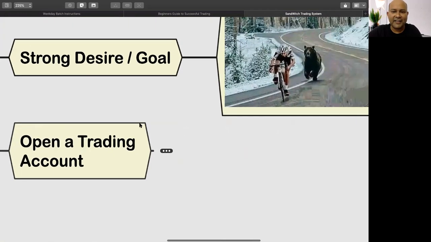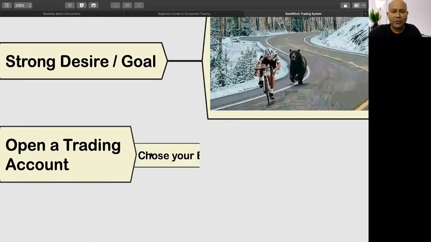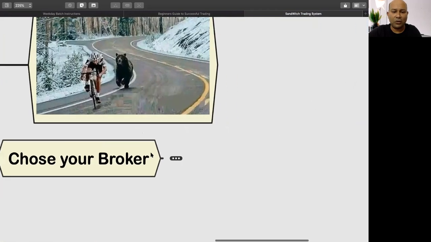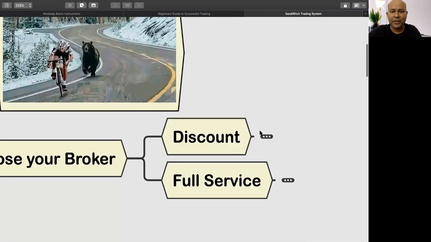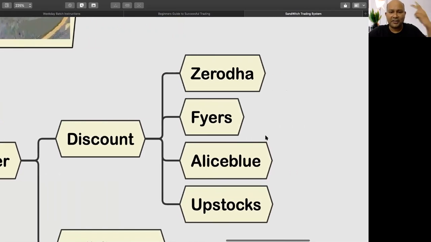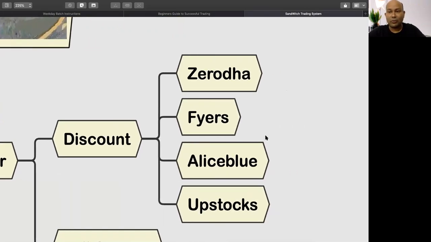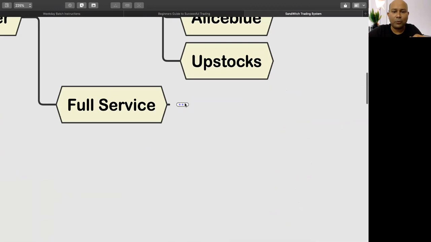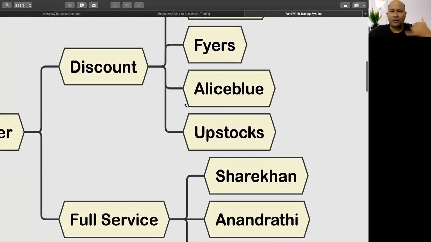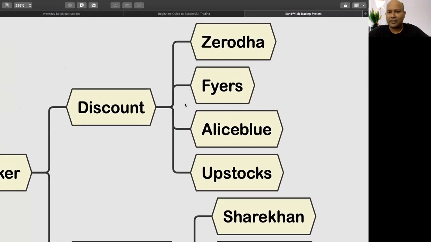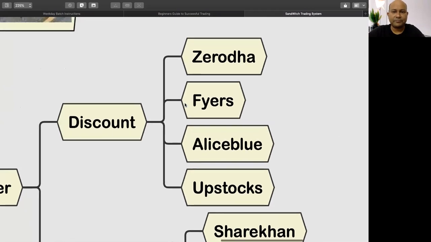And I saw yesterday that so many of you wanted to know who is a good broker. Who is a good broker? Brokers can be classified into two types. One is the discount brokerage type. Discount brokers will give you something like 20 rupees per order and all of that. And then there are full service brokers who will have a lot of call and trade facilities plus other premium services and all of that.